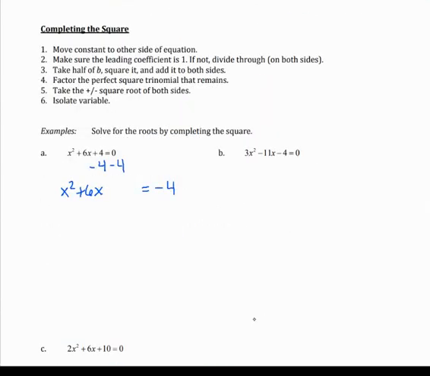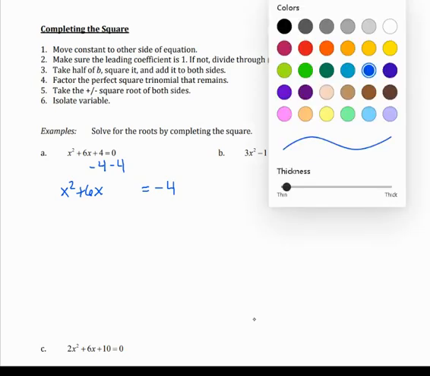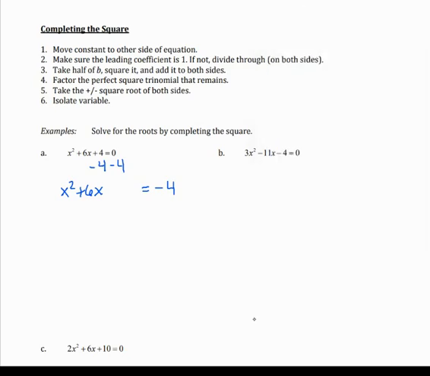So in step 3, I'm going to take half of b and square it. So half of 6 is 3, and then 3 squared gives us 9. So I'm going to take that 9 and put it on that left-hand side. Now I have a perfect square trinomial. However, if I do something to one side, I must do it to the other.